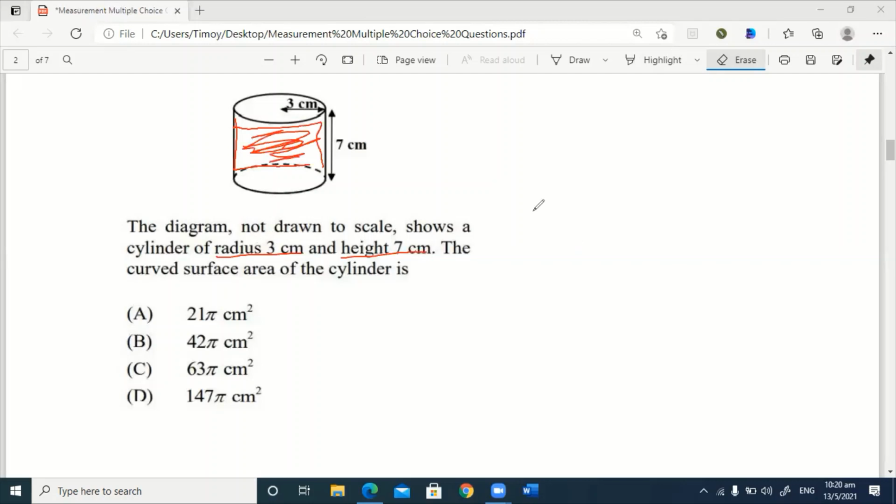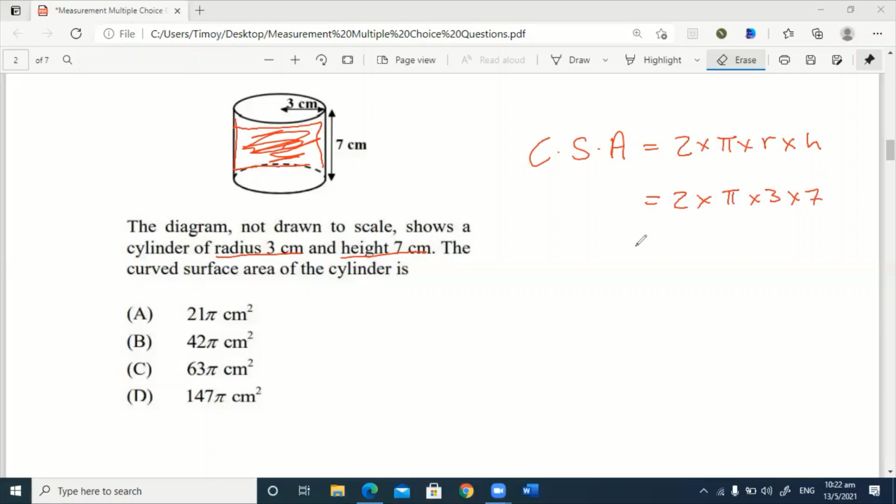All right? So there's a formula for curved surface area. What we know is that curved surface area, right, is going to equal to 2 times pi times the radius times the height. That's what curved surface area is. What do we know about this question? We already know what r is, we know what h is, so we're going to substitute. So it's going to be 2 times pi times r. What is r? R is 3. So it's going to be times 3 times h. What is h? That is 7.